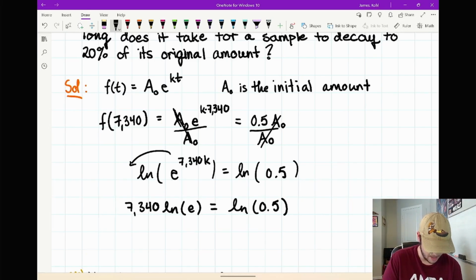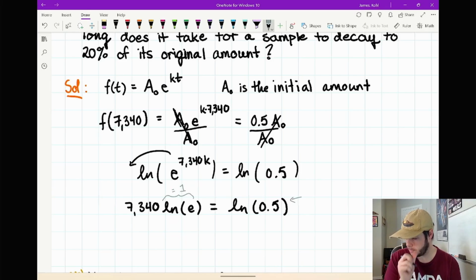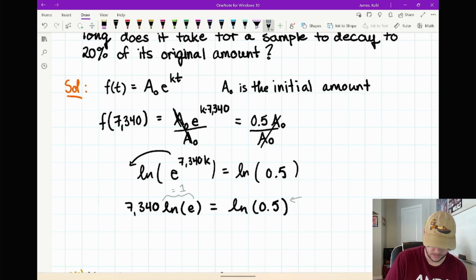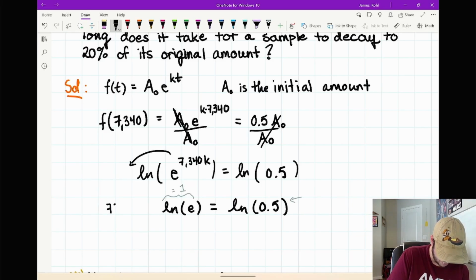Now, e to what power gets me e? 1. This guy is just equal to 1. This guy, we would need to use a calculator for. Oh, excuse me, that's what I missed, my k. This is 7340k. Apologies.